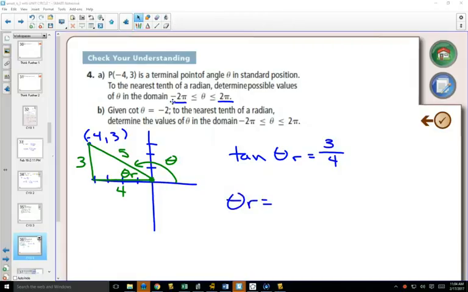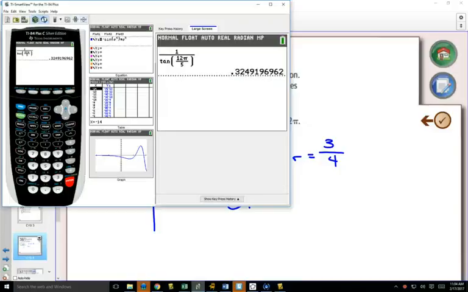by going to your calculator, and our calculator is already in radians from the previous example, we do this the same way that we did in degrees. What would you do? You would do tan inverse of 3 over 4, and that would get you your reference angle.